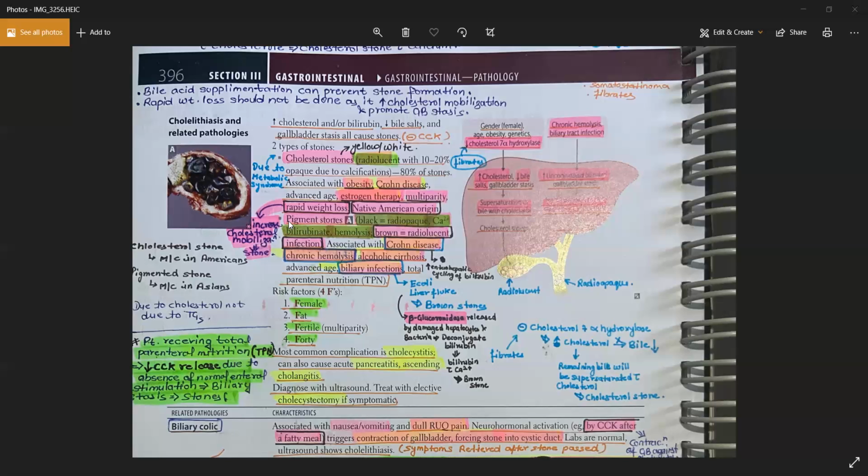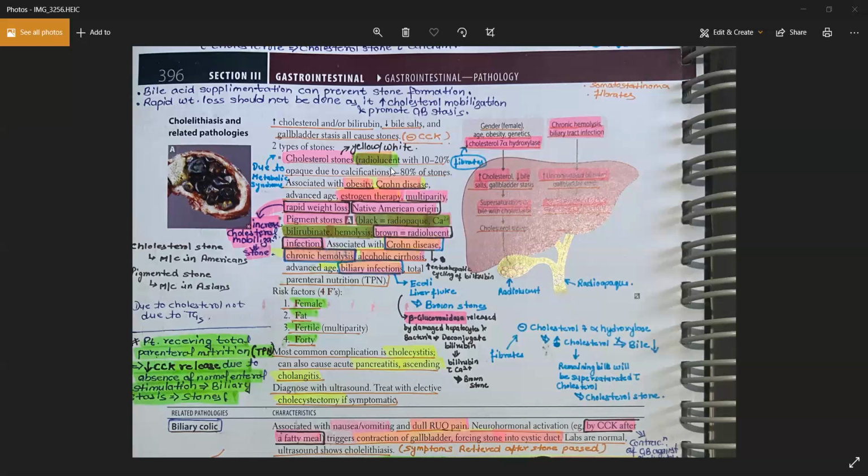For the formation of bile salts, the rate limiting step is cholesterol 7 alpha hydroxylase. Some drugs can inhibit this enzyme and cause stone formation by decreasing the level of bile salts. Okay, so now let's discuss the types of stones. The first type is the cholesterol stones.